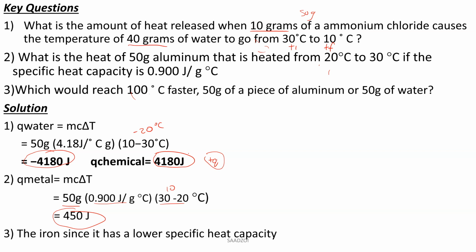The third question, which would reach 100 degrees fast, 50 grams of aluminum or water? Well, it's aluminum, the opposite. Aluminum has the lowest specific capacity. Because remember, what do we say? The lower the specific capacity you have, the greater the change in temperature.